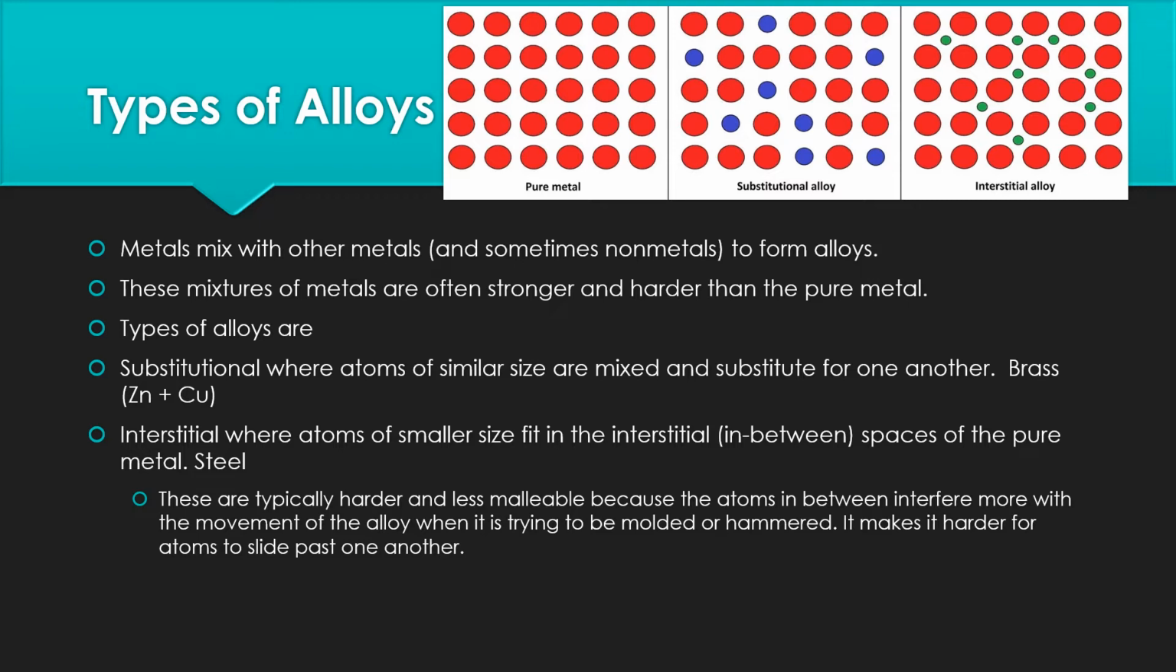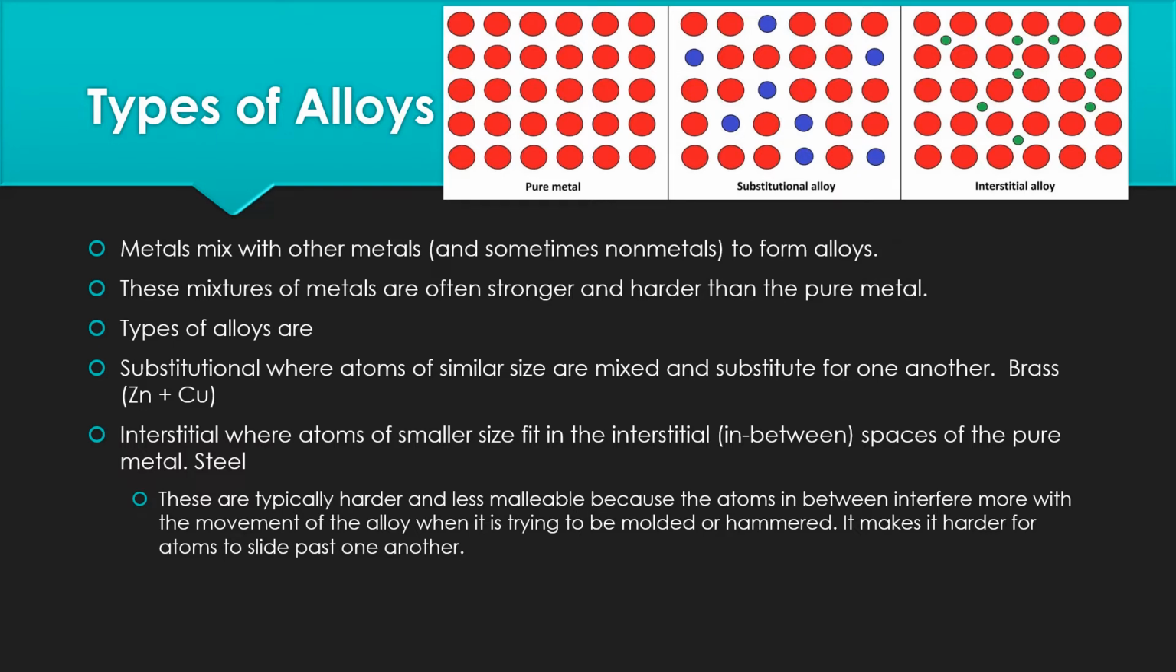There are two types of alloys that we have. The first one is substitutional, and we can see that in the picture above, where the atoms are of similar size and are mixed and substitute for one another. Brass is a good example of this. Zinc and copper are right next to each other on the periodic table, so they have very similar atomic radii. They're similar in size. So if we melted zinc and copper together and mixed it, we would get a zinc-copper alloy or brass, and the zinc and copper would replace each other, kind of substitute in for each other because they are of similar size.